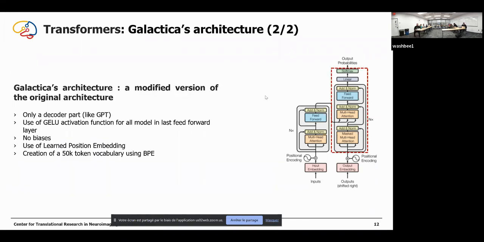So specifically, Galactica's architecture is a modified version of the original transformer architecture. They use only the decoder part, like GPT. For every model they developed, they use a GeLU activation function. They were able to create a 50K token vocabulary using byte-pair encoding, and they extracted it by randomly choosing 2% of the documents to build this vocabulary. So that's the main architecture for Galactica.